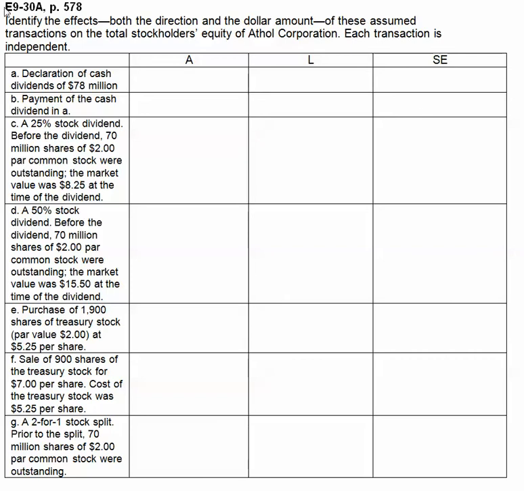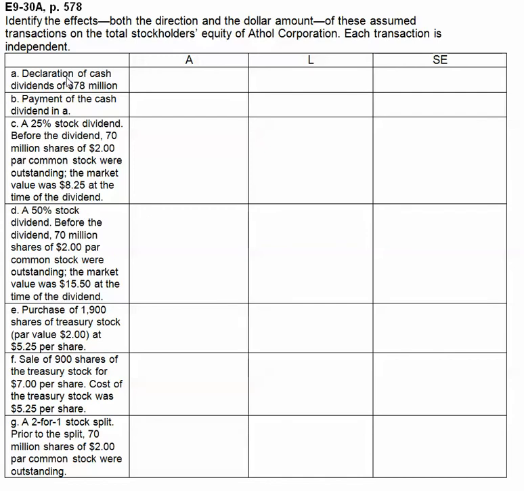All right, let's look at E9-30A, and we're going to show the effect of each of these transactions on your accounting equation. When a company declares a cash dividend of 78 million, what's basically happening here is, as soon as you announce that you're going to pay a dividend, you're not actually paying it, not at the point when you declare it. It takes a while to get those dividends figured out as to who they go to.